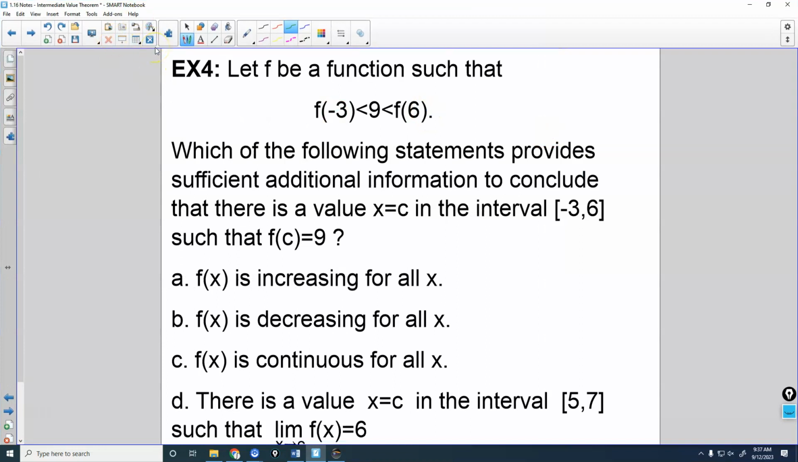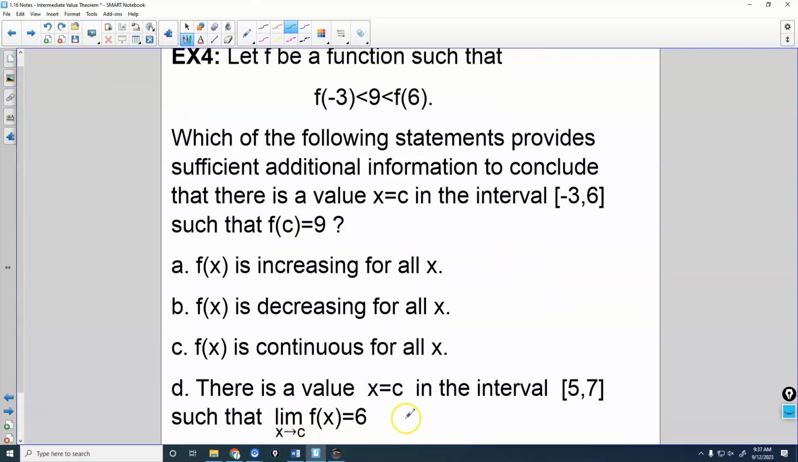All right, so let f be a function such that f of negative 3 is less than 9, less than f of 6. Which of the following statements provides sufficient additional information to conclude that there is a value x equals c in the interval from negative 3 to 6 such that f of c equals 9? So A is f is increasing for all x, B is decreasing for all x, C is continuous for all x, and D is that there is a value from 5 to 7 such that the limit approaches 6. Which one of those is it going to be?